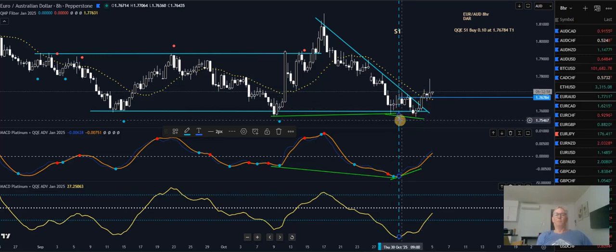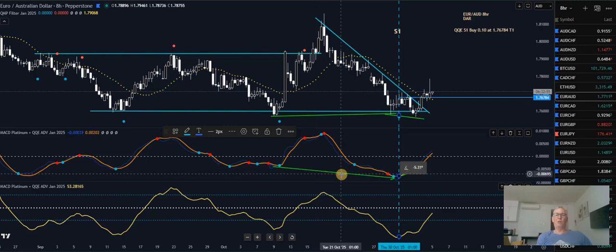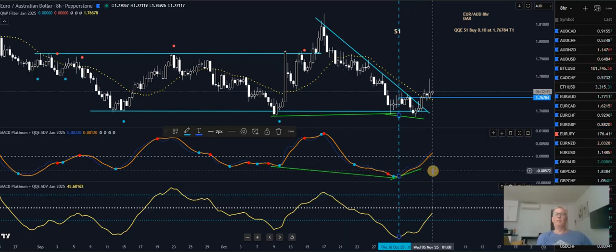And then we've got the regular bullish divergence, so it's the old 1, 2 and divergences again. MACD Platinum's now through the 0 level, but the QQE is still below the 50 level. That's my target. So looking good on that.